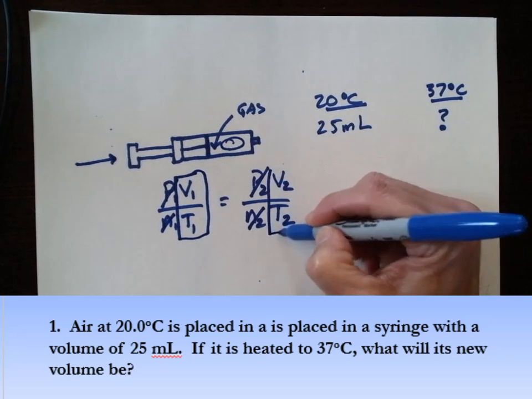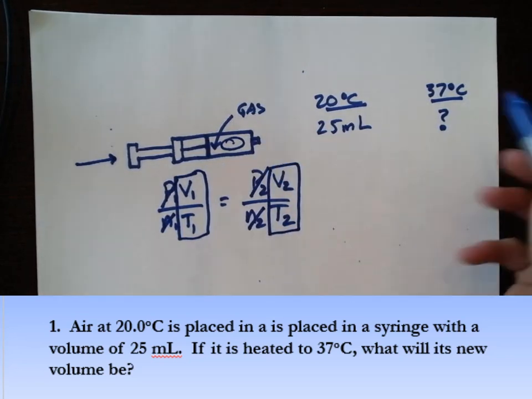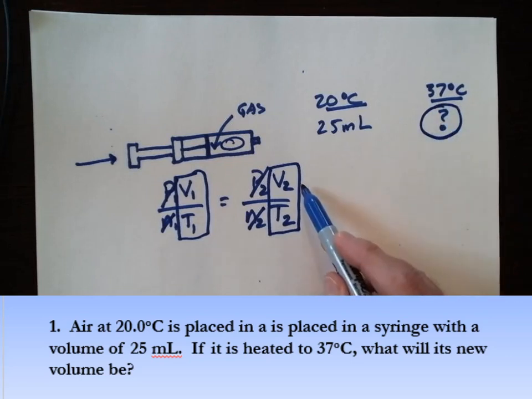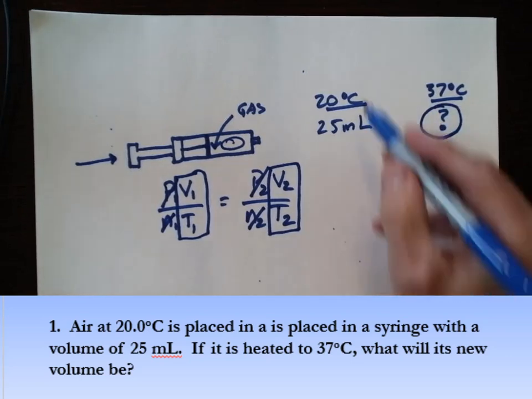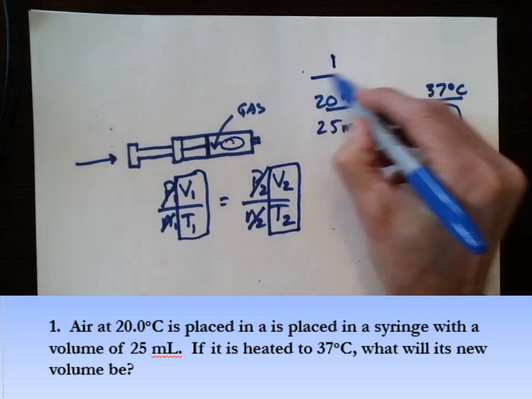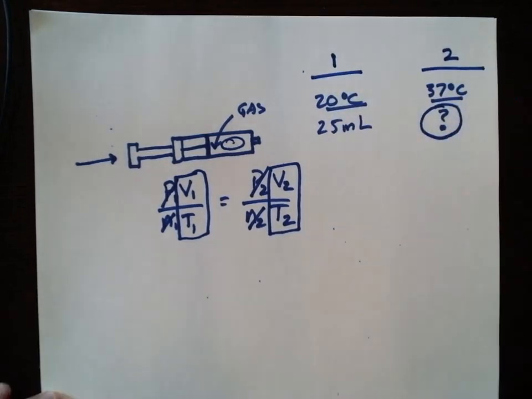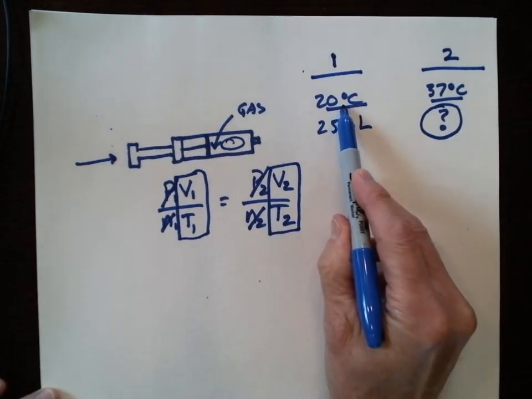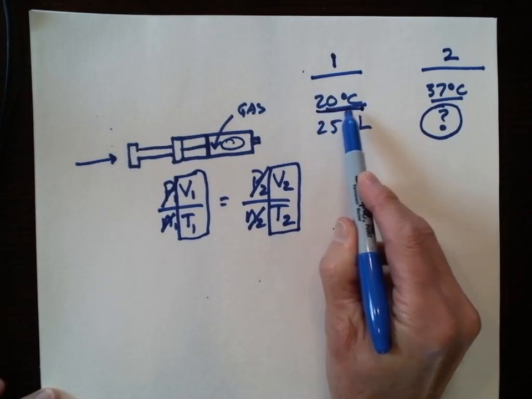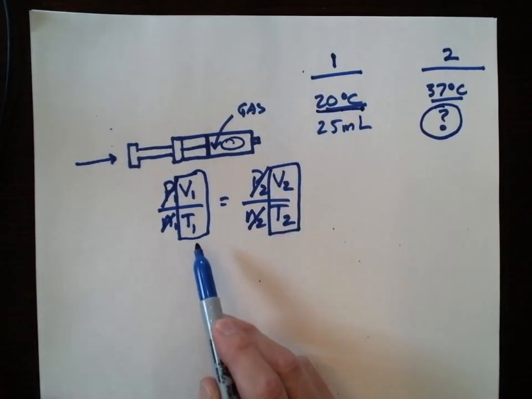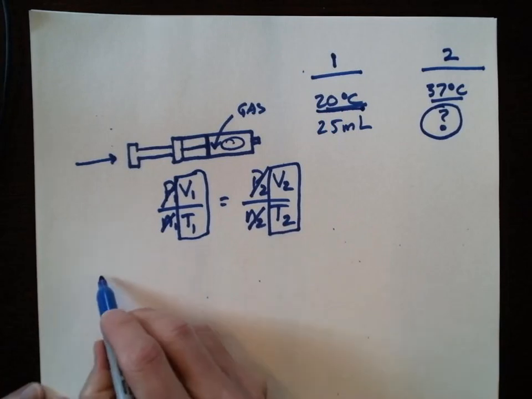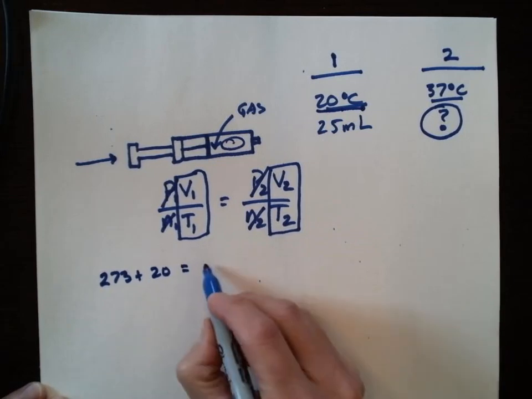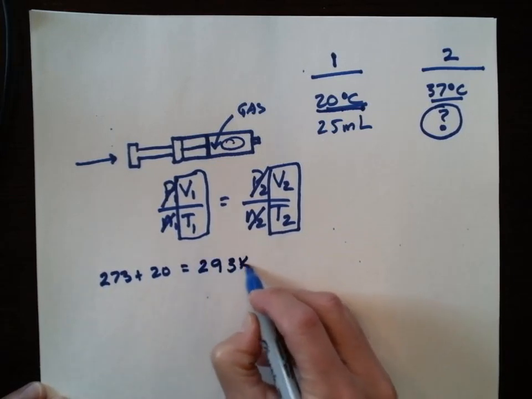V1 over T1 is V2 over T2. The only thing that we don't know is the second volume. So we just set it up, we just plug things in. This is the initial 1 conditions, and this is our final 2 conditions. I'm going to plug in this temperature, of course not in this form, because anytime we use gas laws, we want to use Kelvin temperatures. So remember, 273 plus our Celsius is going to give us our Kelvin temperature.